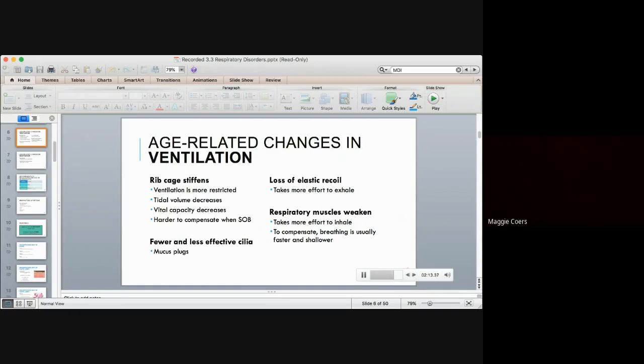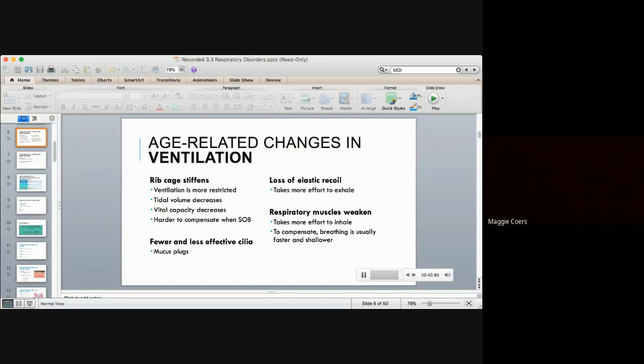So trouble breathing in because of the stiff rib cage and things on the slide, fewer cilia to help cough things up, loss of this elastic recoil. So the older adult often has to actively breathe the air out that they take in, and they have to breathe out with a lot more effort. And older adults, especially with breathing issues, then wear themselves out a lot quicker.